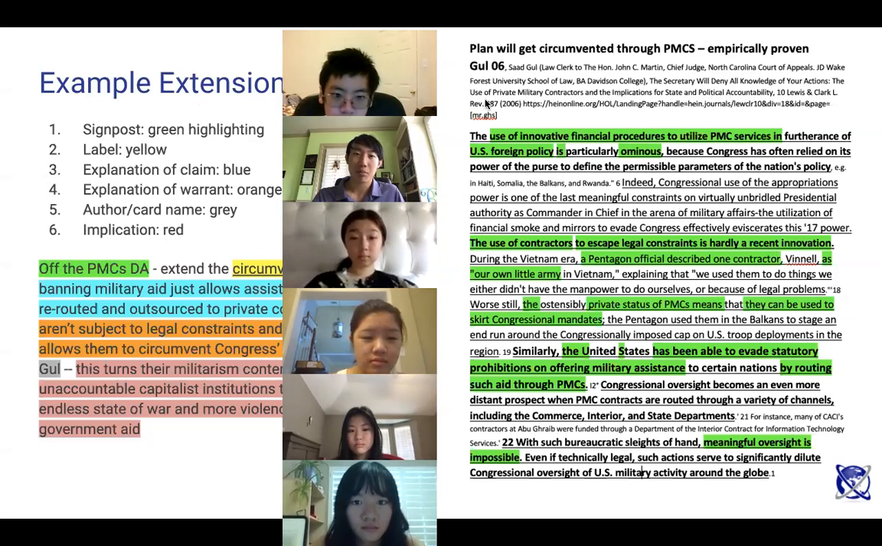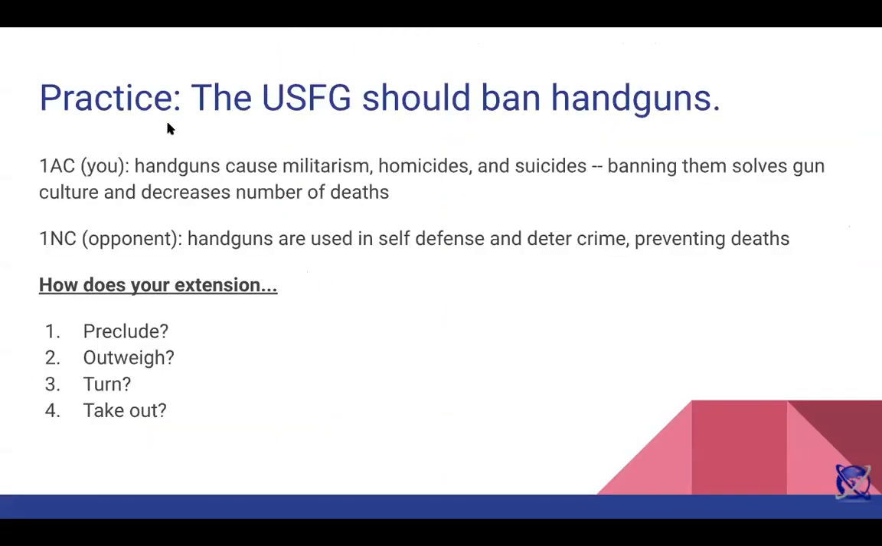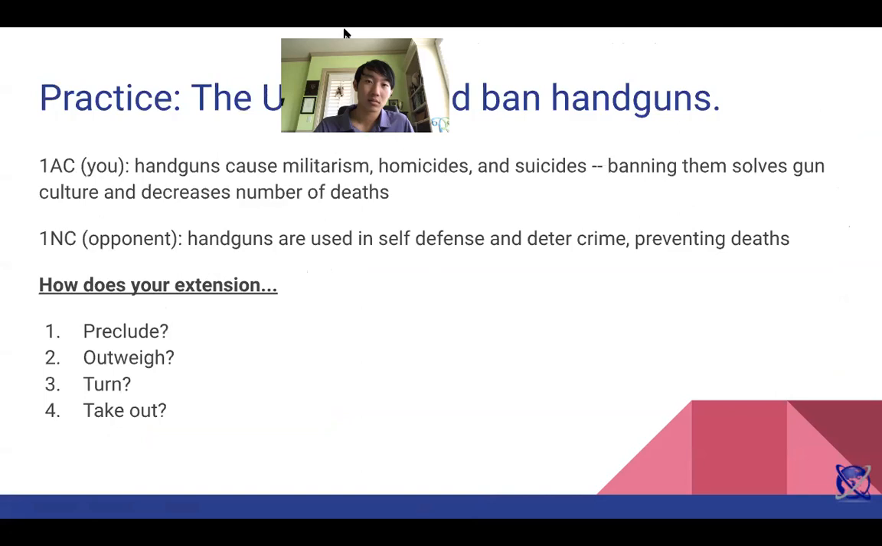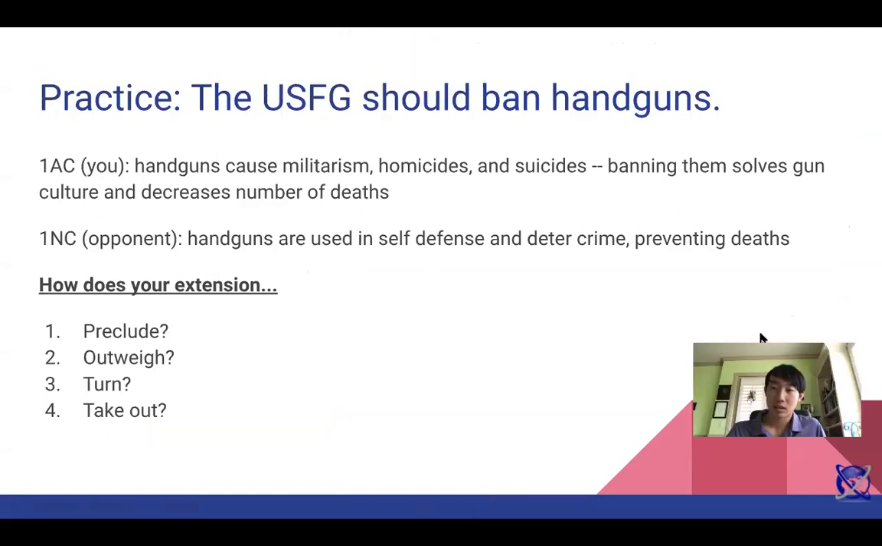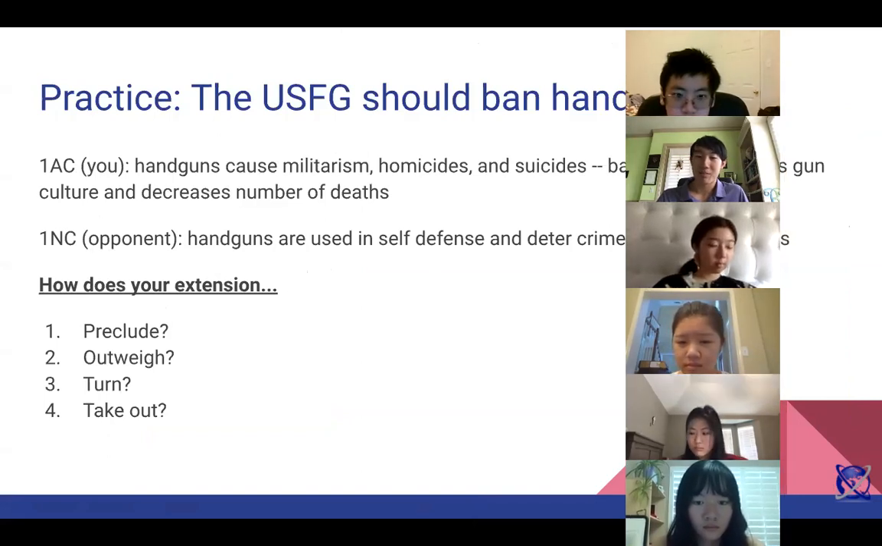Cool. So I think people are pretty much good on extensions. Would you all like to do a quick practice? We can save this for later, and you can come back to this video later too. But if people want to do a quick practice for implications, does anyone have ideas for how this extension might apply? We can also just move on to weighing. I'm not making people think of arguments.